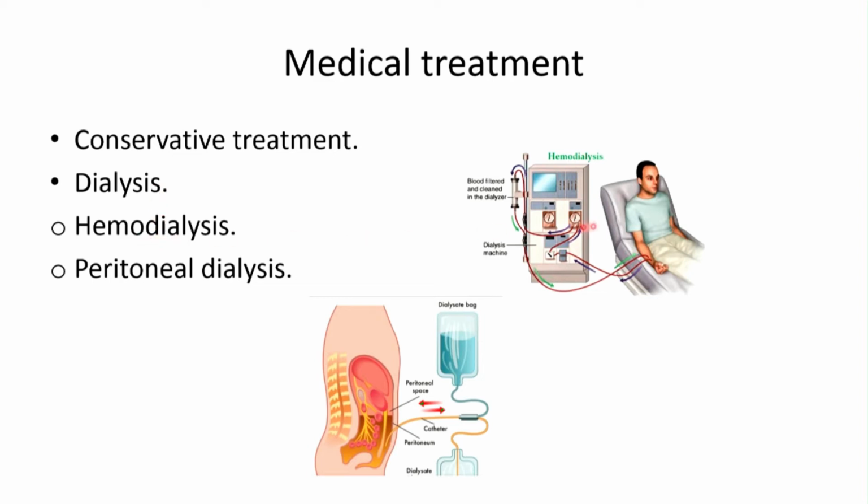Hemodialysis, that means the patient, as we can see here, is plugged to a machine, and the blood of the patient is filtered through the machine, then returns back to the patient. This is by creation of what we call an arteriovenous fistula, in order to move the blood to the machine, filter it, and then return it back to the patient.